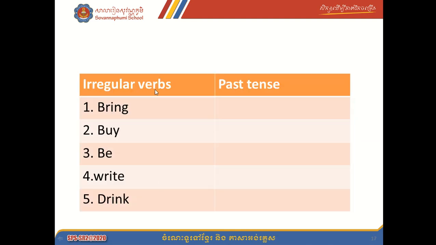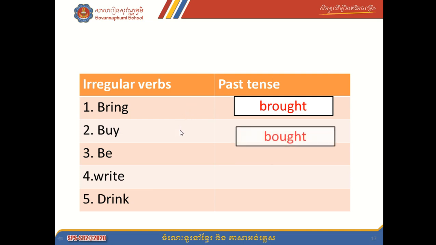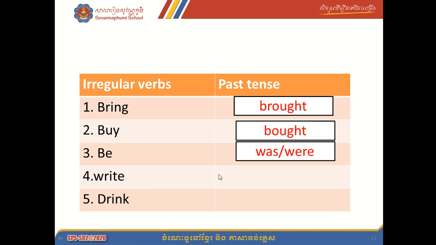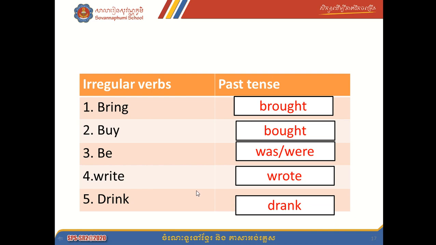Okay, for irregular verbs, you need to change them into past tense too. Bring, you change to brought. Buy becomes bought. Be, was or were. Write, wrote. Drink, drank.